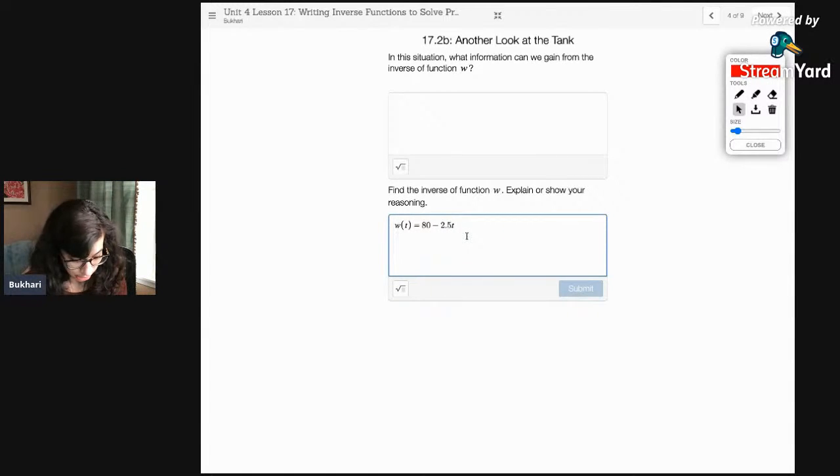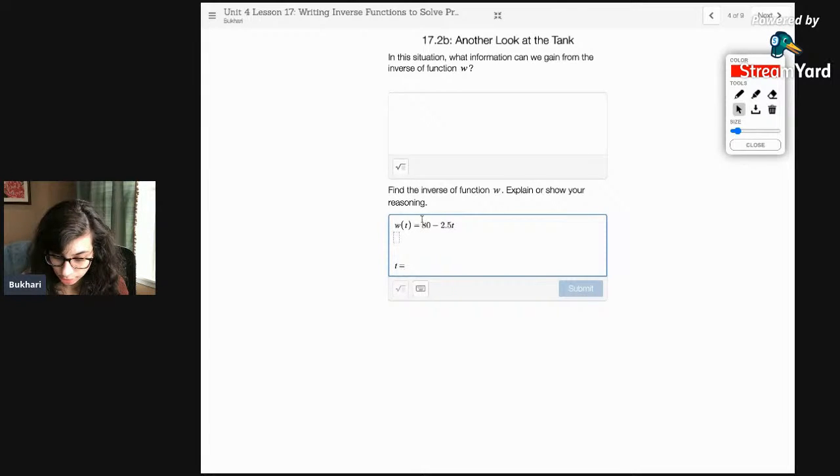My goal is to get some sort of t equals some value. And so that's definitely what you want to do in finding the inverse of your function. You can keep this as W(t) as well, right? I'll give you the first step.